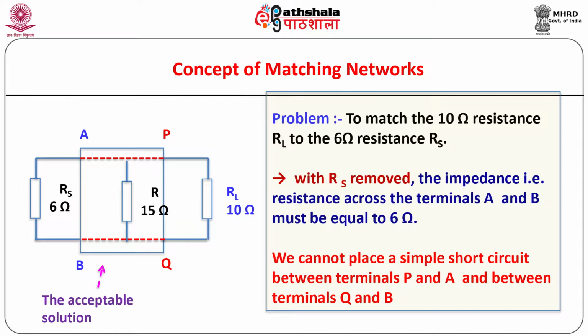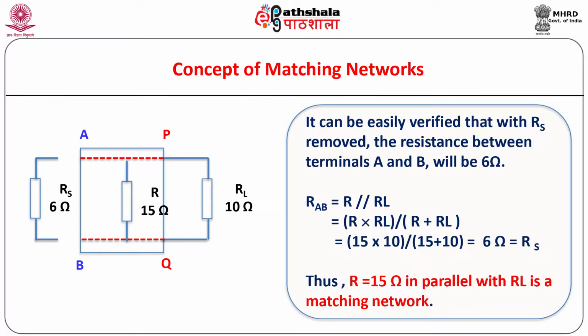One of the acceptable solutions is to join terminals P and Q to terminal A and B respectively and connect a resistance R of 15 ohm between terminals A and B. With this, we have the circuit as shown. It can be easily verified that with Rs removed, the resistance between terminals A and B will be 6 ohm. Hence, we can say that R equal to 15 ohm in parallel with RL serves the purpose of the desired matching. Hence, it is a matching network.